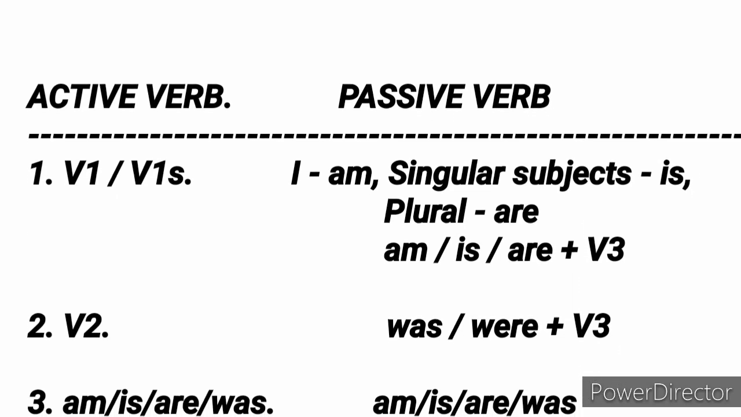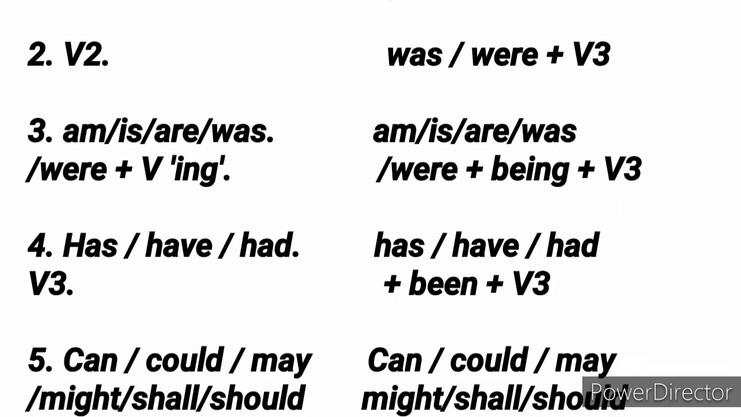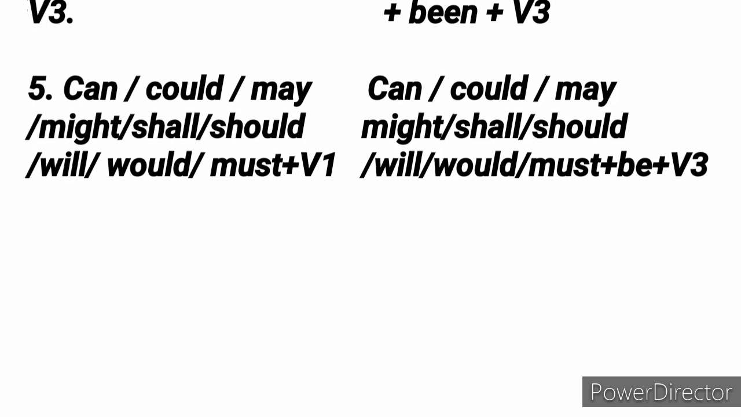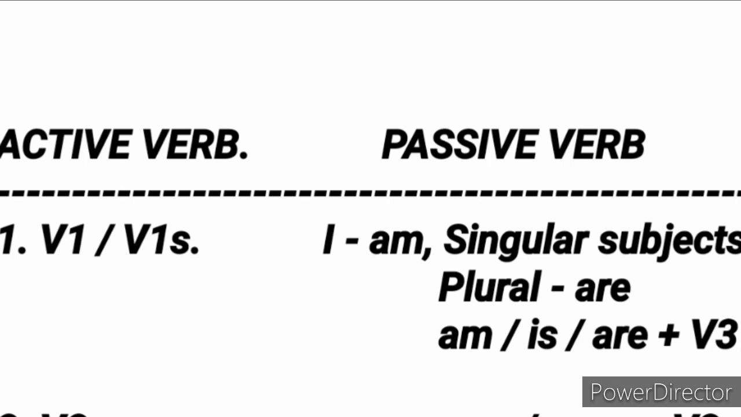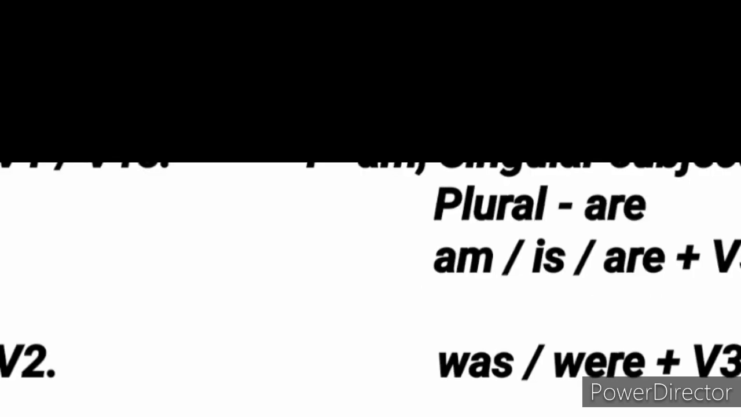Here is the shortcut to convert passive form very easily. I have shrunken to 5 short ways. First, if your active verb is V1 or V1S, that is simple present form, then your passive verb will be am or is or are plus V3. So am is for the subject I, is for singular subjects and are for plural subjects. And verb 3, you know very well, the main verb of the passive form is always verb 3, correct?